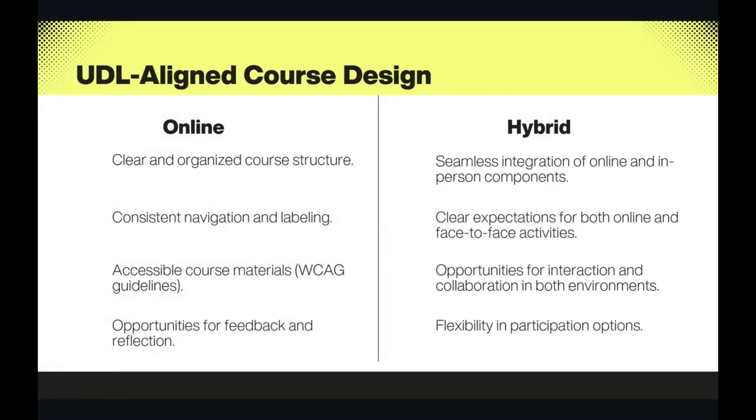So, what does it look like in an online course? Intuitive, organized course structure and navigation. Are the links labeled in a way that tells you exactly what you're going to click on? Accessible course materials. Your documents have headings as defined by the text style headings, not just making the font bigger. So designated as headings.